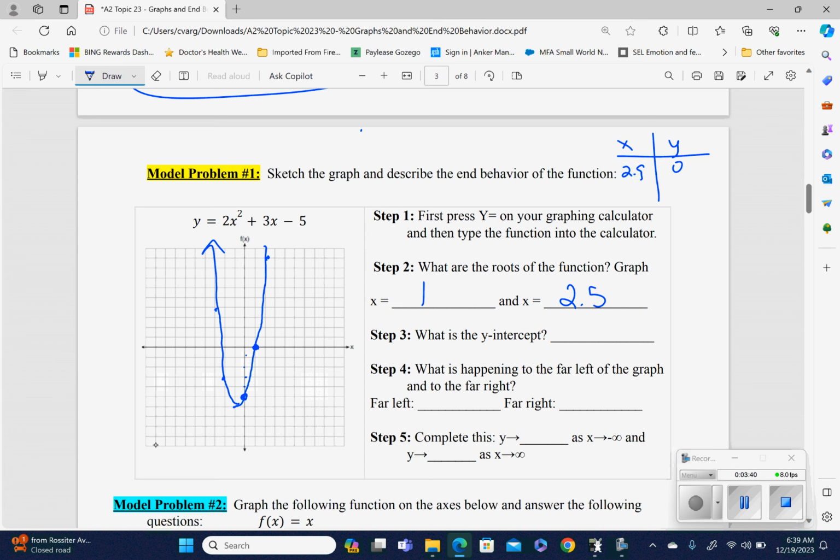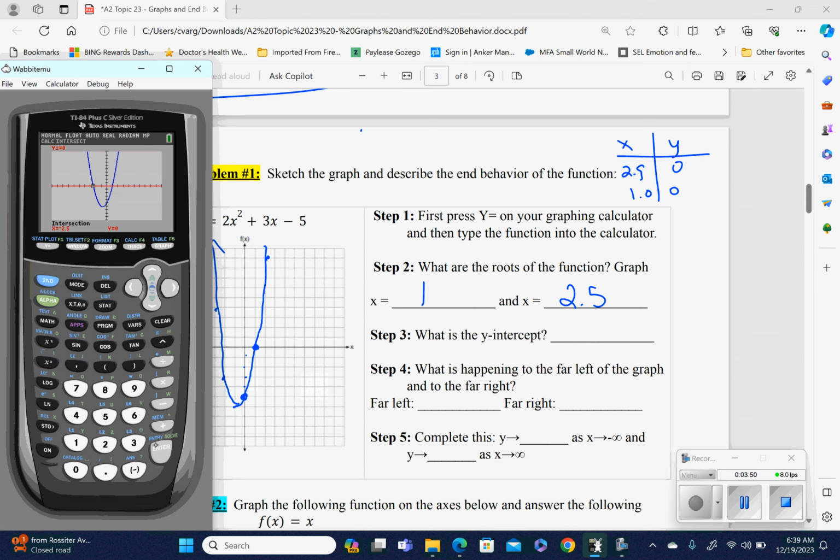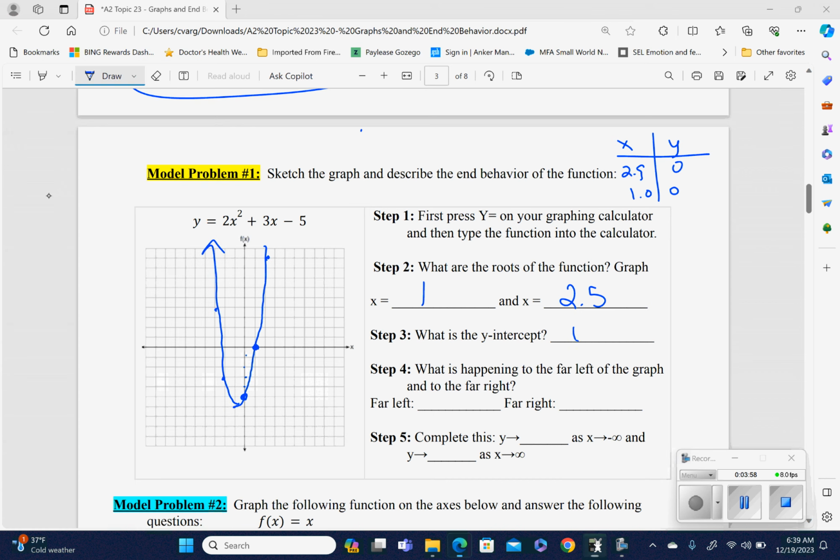So I have 2.5, 0 and I have 1, 0, and then what is the y-intercept, right? That's where it crosses the y-axis, which we already know is 0, -5. It's the first point that we graphed, and again, if I'm not sure, I can go back to my table. So 0, -5 is my y-intercept. What is happening to the far left of the graph and to the far right, right?